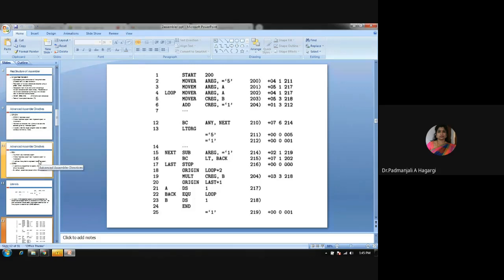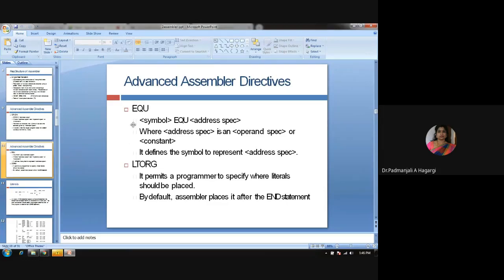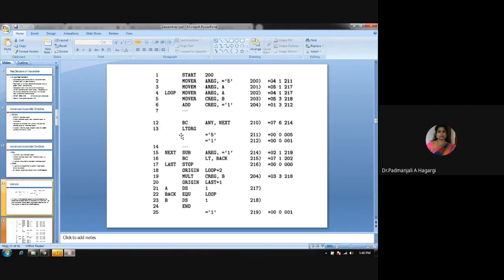Now we have one more advanced instruction, that is EQU, you know it very well. It defines the symbol to represent the address. Then LTORG, what does it perform? It permits the programmer to specify where the literals should be placed, and by default the assembler places them after the end of the statement. And here you can observe in this same program, after the end of the statement.